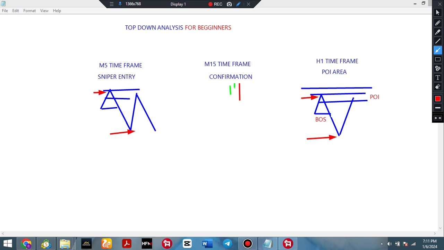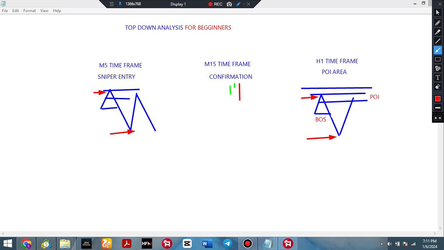Because if you are new to the system, you need to build yourself from scratch. You don't just assume or follow everything. It is possible that price might not get to this level here and price will continue. But in the 5 minutes, it's going to get to that level, that low of the M5. So in the H1, it might not get there.